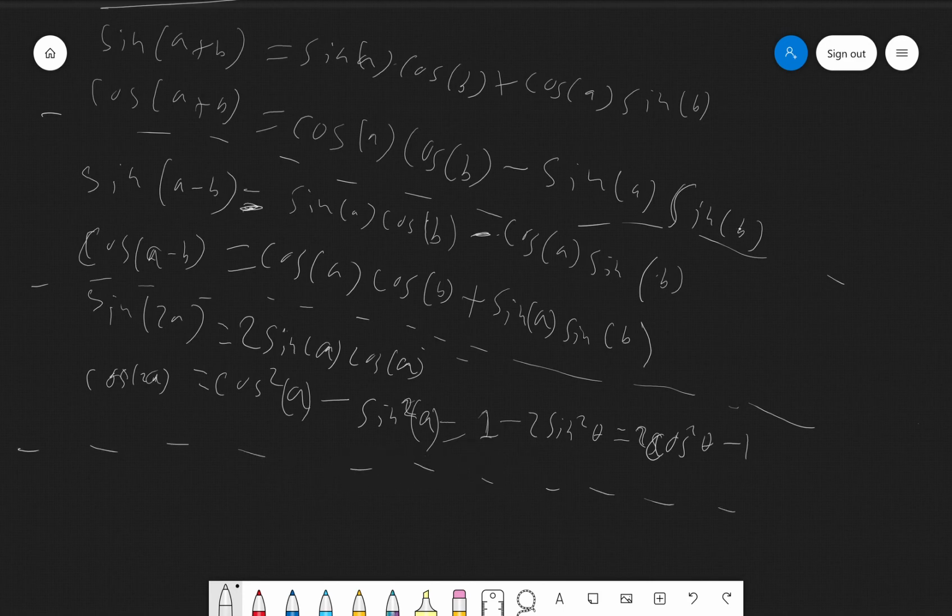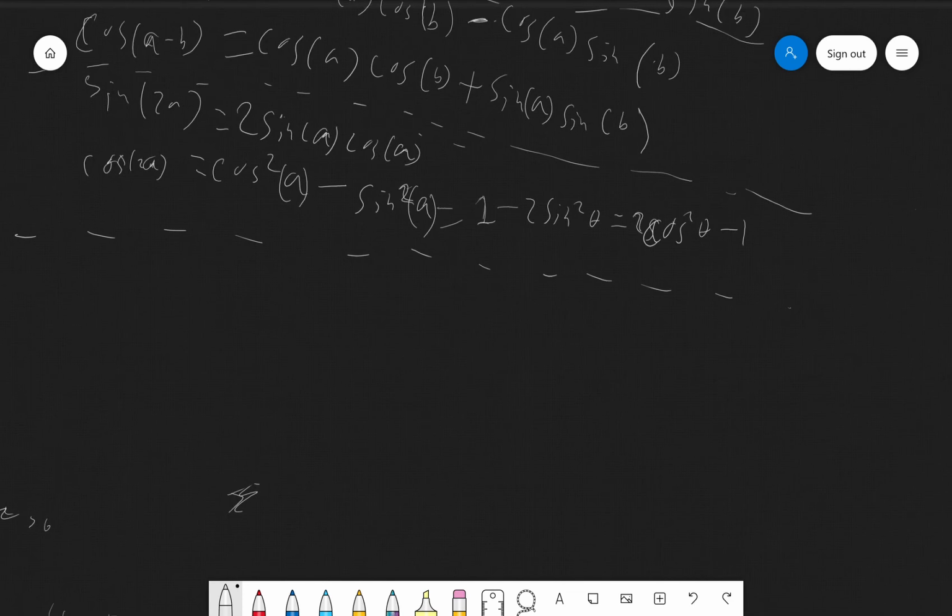Now we're going to go over the half angle formulas. As you probably guessed, they are sine of a over 2 and cosine of a over 2. Cosine and sine again.